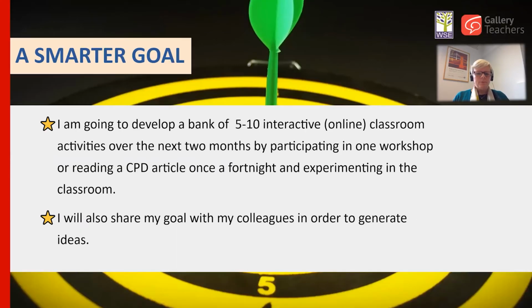And here's an example of a smarter goal. So I'm going to develop a bank of 5 to 10 interactive online classroom activities over the next 2 months by participating in one workshop or reading a CPD article once a fortnight and experimenting in the classroom. Now, it's a long goal, but this makes it smart.